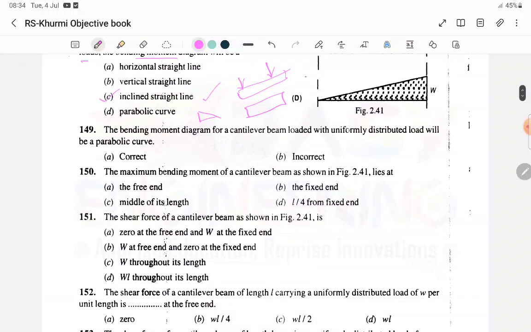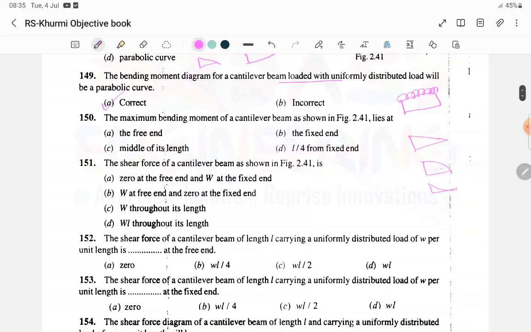The bending moment diagram for a cantilever beam loaded with a uniformly distributed load will be a parabolic curve. So this one is there, uniformly distributed. Then what will happen? This load will be 0 degree, so your shear force rectangle will become like this. Then this one will become like this or like this. So the parabola will come. It's a parabolic curve. Yes, correct. So 149 is correct.